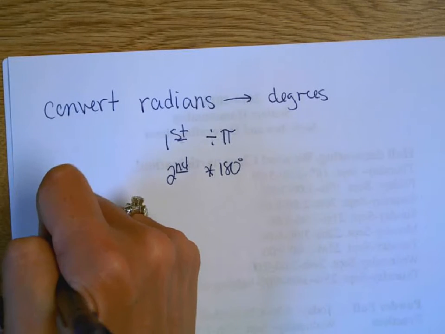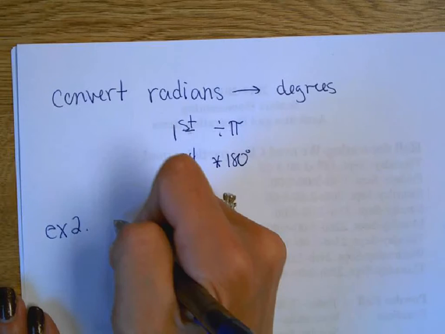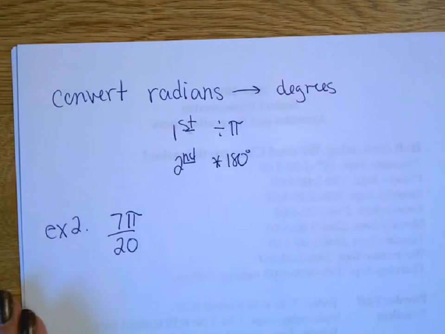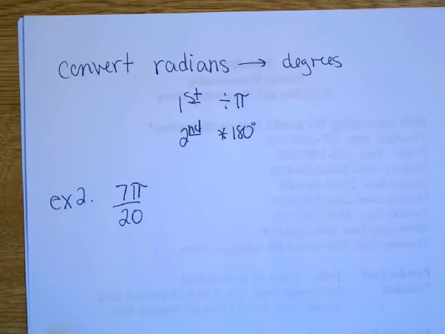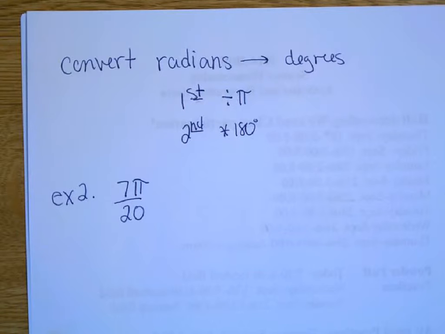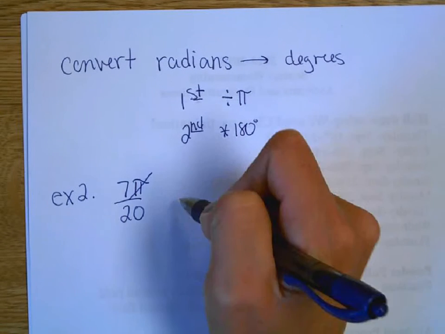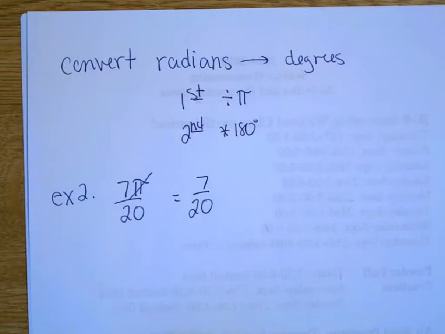So, converting, let's say I give you 7 pi over 20 radians. I want to get into degrees. My first step was divide by pi. How do I divide this by pi? Cross it off. Divide by pi, it's going to cancel it. That was easy. So I'm left with 7 over 20. Now what do I have to do?